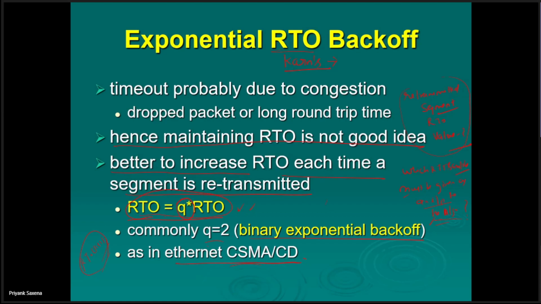Suppose a segment is transmitted from source A to B. The acknowledgement didn't reach the sender. The sender gets timed out. It retransmitted the segment with this exponential backoff, and immediately it gets an acknowledgement.